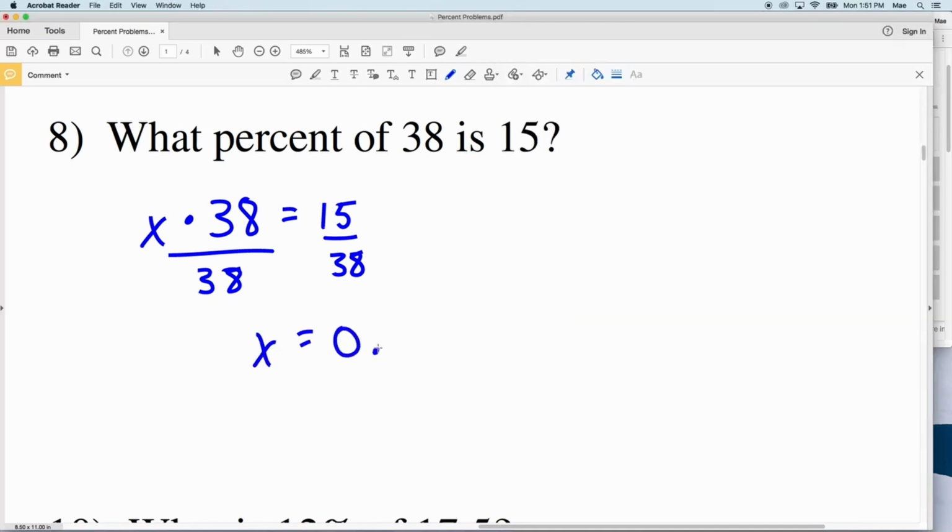So x is equal to 0.395, but we still have to multiply that by 100, so moving the decimal place over twice, to get it into a percentage. So we have 39.5% as our final answer.